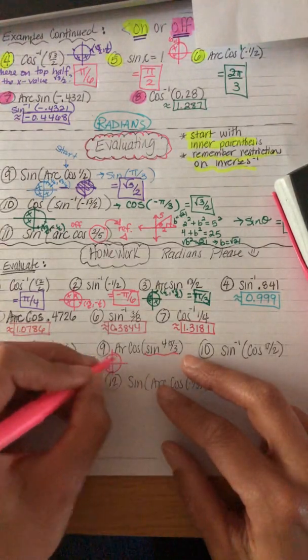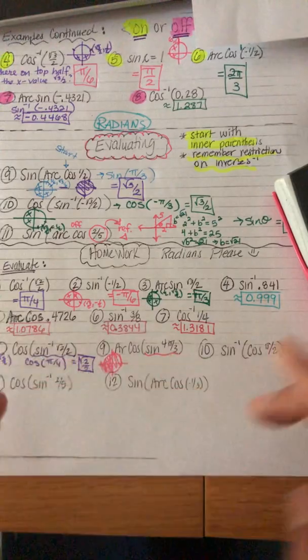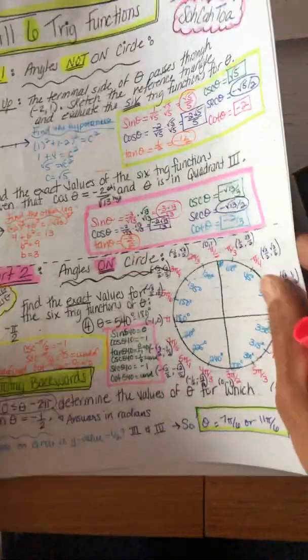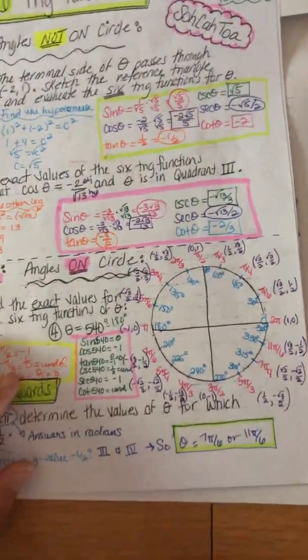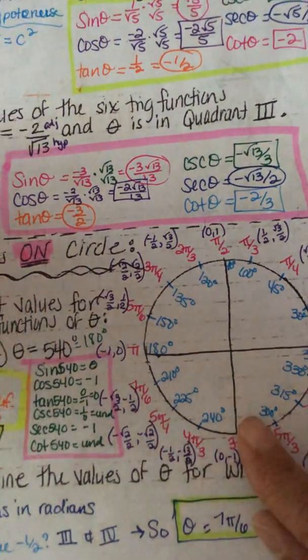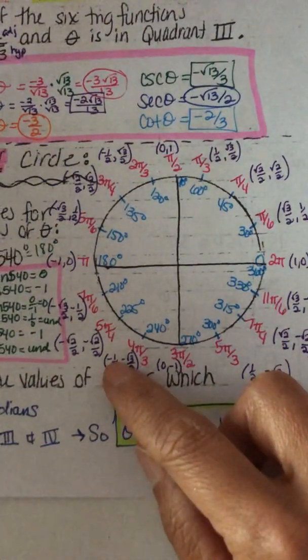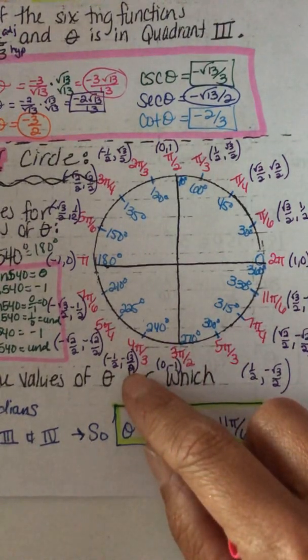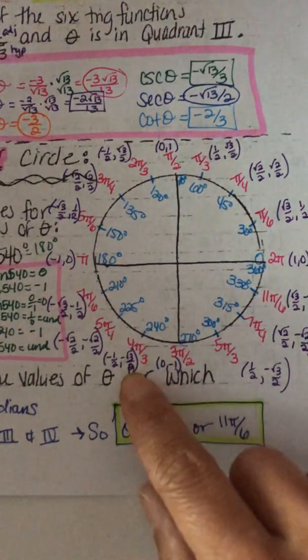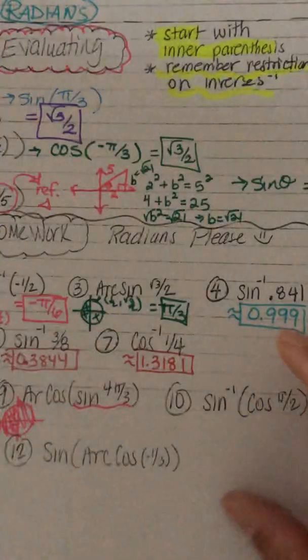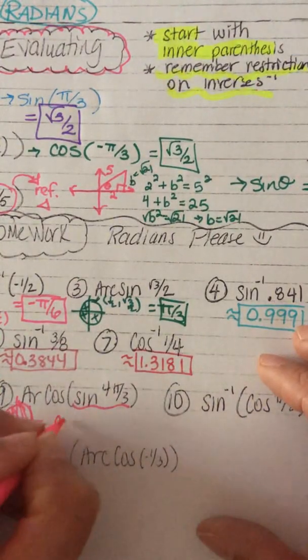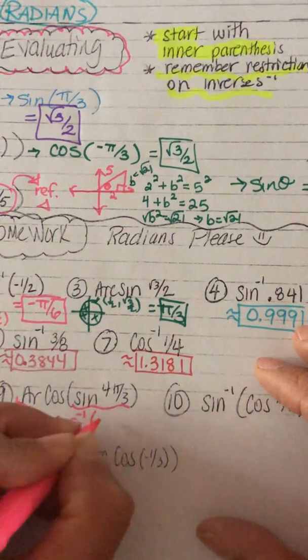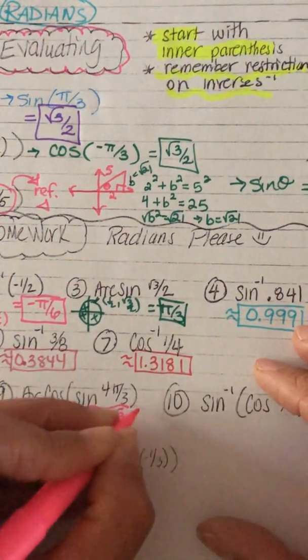Yeah, so, sorry, we're not doing that yet. Sine of 4 pi over 3. It helps if I look at the unit circle. Sorry, I got stumped for a second. Sine of 4 pi over 3. Where's 4 pi over 3? Right here. There we are. The sine is negative square root of 3 over 2. That's what I'm going to plug in for sine of 4 pi over 3. So this is really the arc cosine of negative square root of 3 over 2.